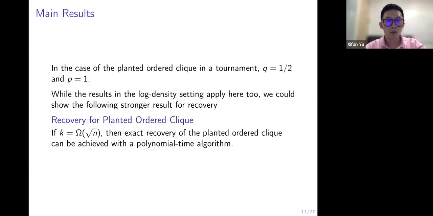We also give the following result for the planted order clique situation. While the results in the low density setting apply here too, we show the following stronger result for recovery. That is, whenever k is omega of square root of n, exact recovery of the planted order clique can be achieved by a polynomial time algorithm.